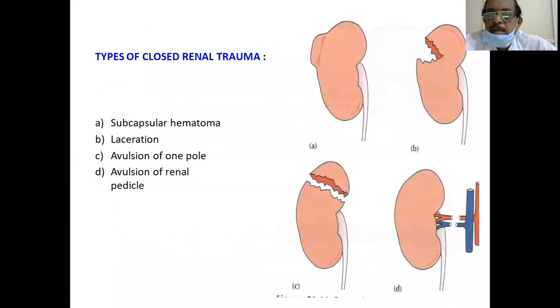Types of closed renal trauma. Closed means there is no tear of Gerota's fascia. One is a subcapsular hematoma: there is a minor injury to the cortex and there is bleeding. This is called a subcapsular hematoma. Then there is a laceration extending into the cortex and sometimes into the medulla, avulsion of one pole, and avulsion of the vessels. These are all the gross injuries, the classification of which we will see now.